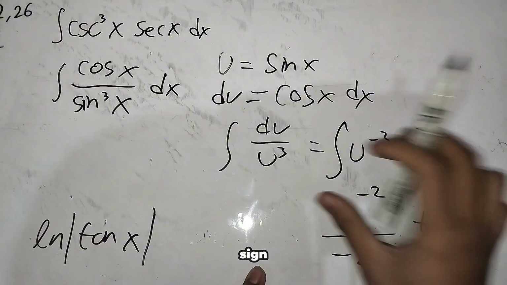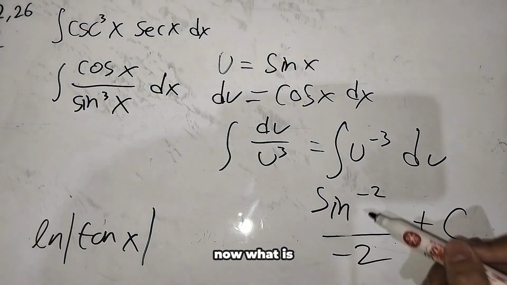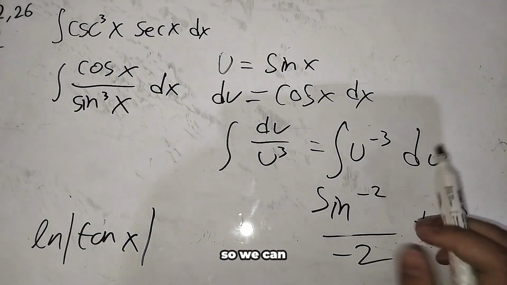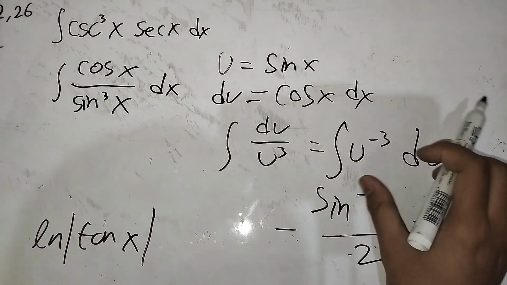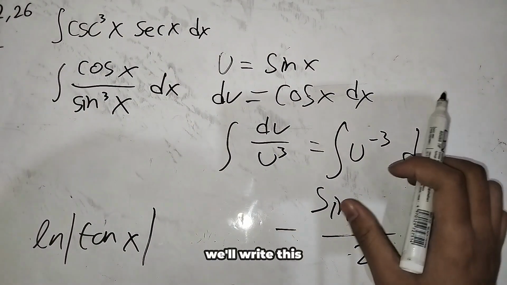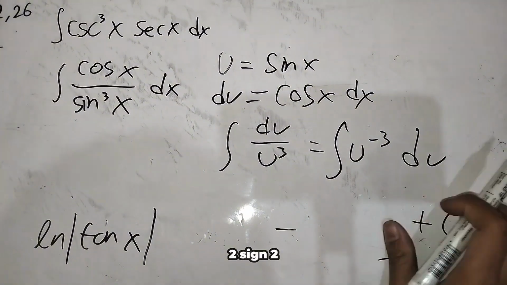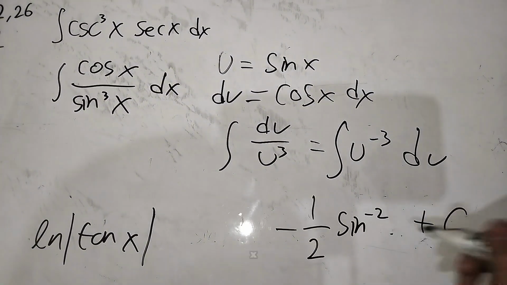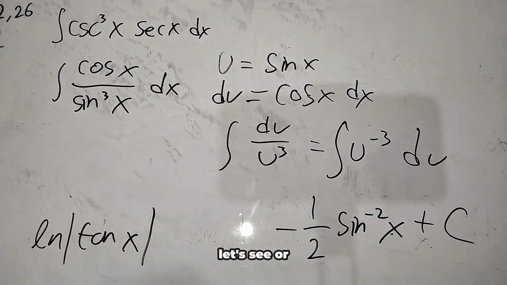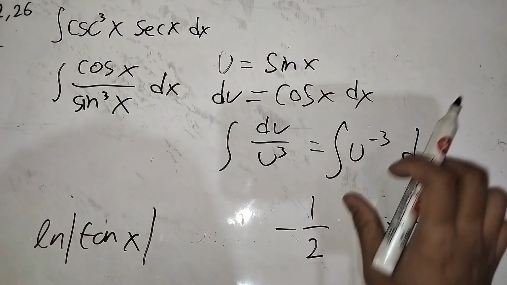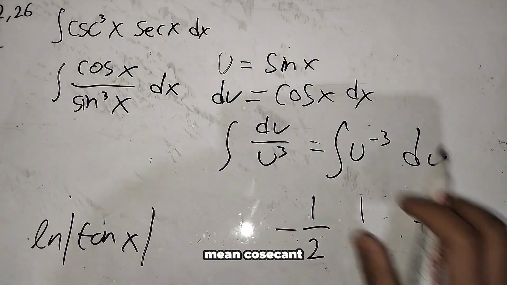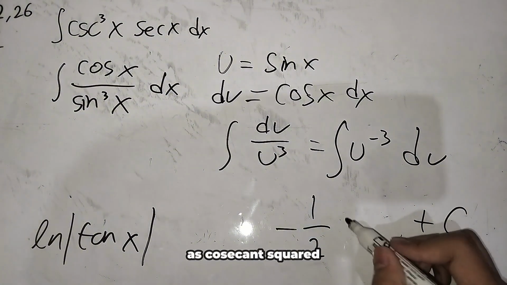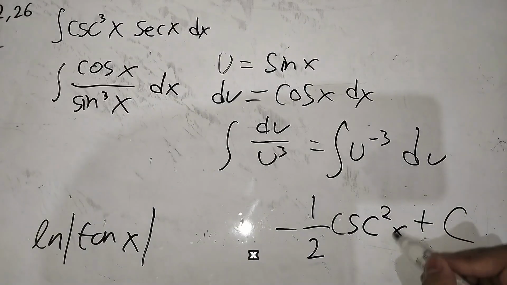Replace u with sine x. And what is this? This is just 1 over stuff, right? So we can simplify it even further with a negative here. We'll write this as negative 1 over 2 sine squared x. Or we can take this even further. What is 1 over sine? That's cosecant. So we can rewrite this as cosecant squared x.